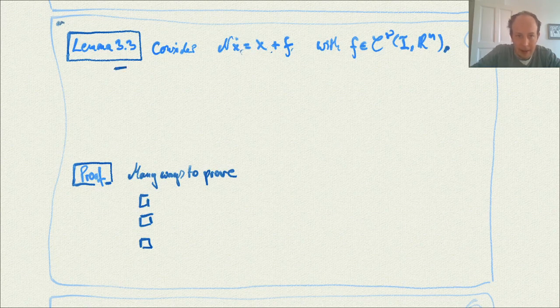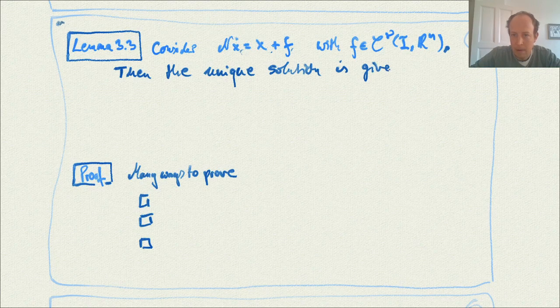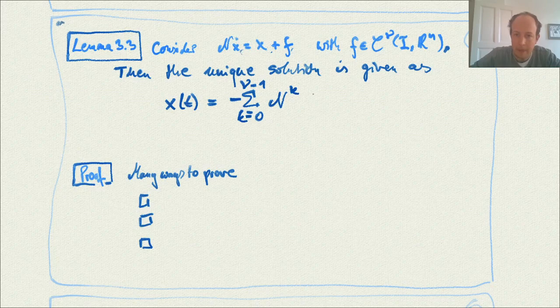Then this lemma stays. Then the unique solution is given as x of t is minus the sum k goes from 0 to nu minus 1, n to the k, f and the kth derivative. So this parenthesis k in the power means the kth derivative at time t. So this gives you the solution to that.